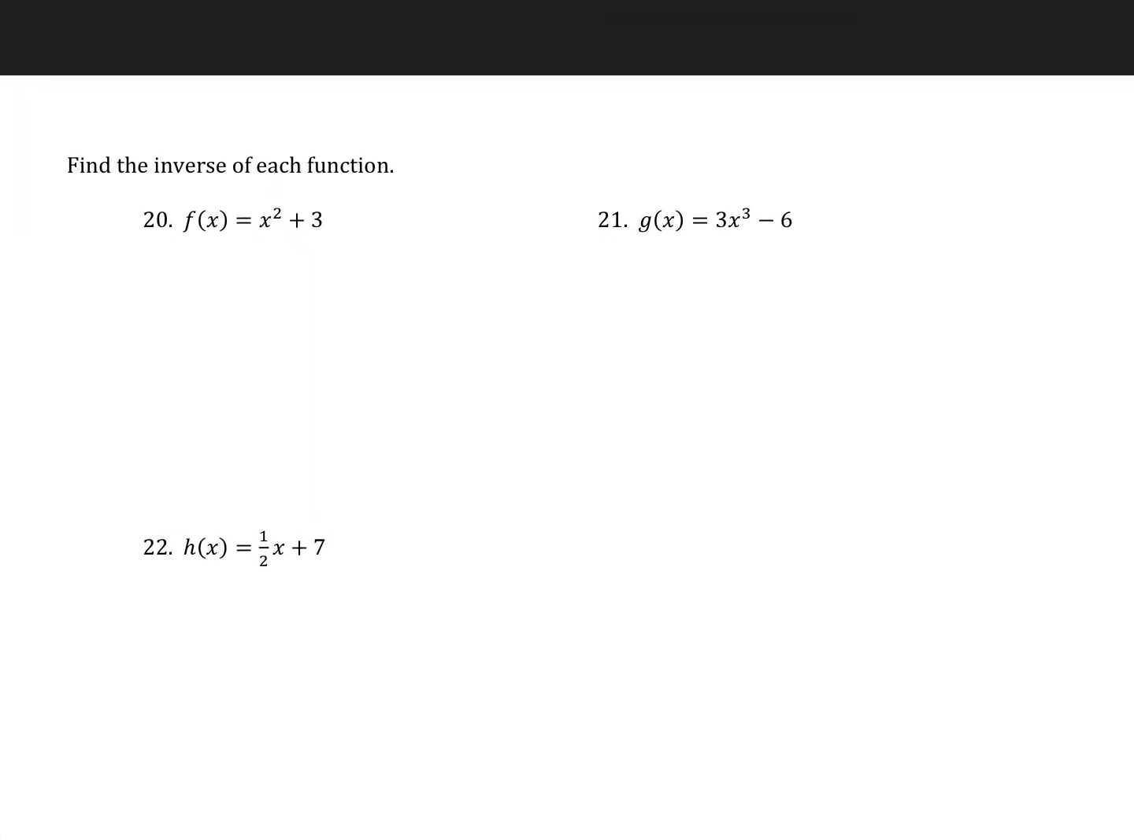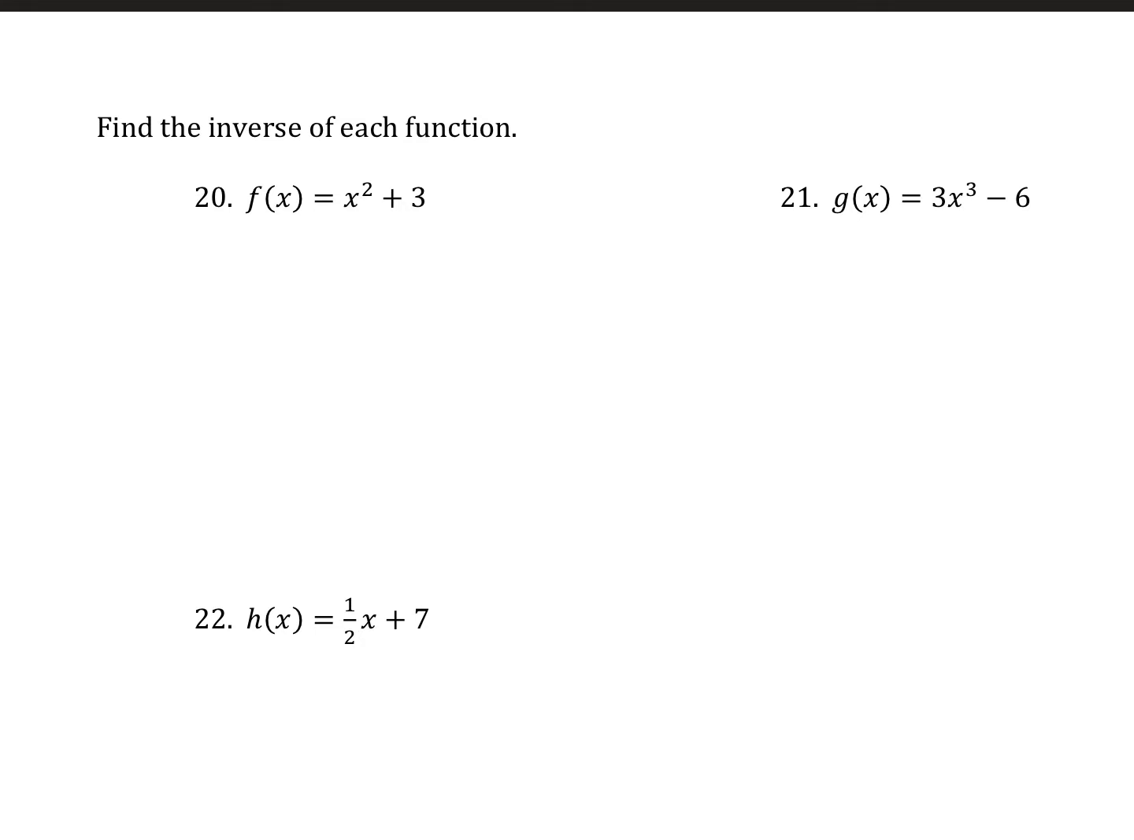Oh, 18 and 4 numbers 18, or I thought it was 18. Is there not over there? So 20 through 22, you're finding the inverse of each function. Remember with these, you're going to change your f of x, your g of x, or your h of x in these cases to be y. Then you're going to switch x and y and then resolve for y.